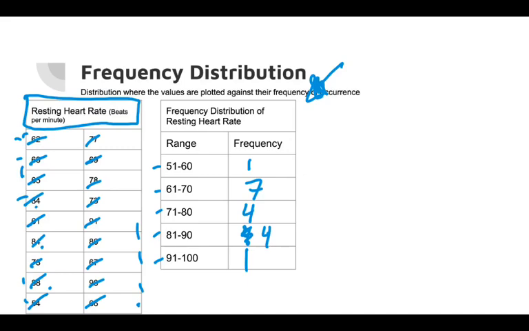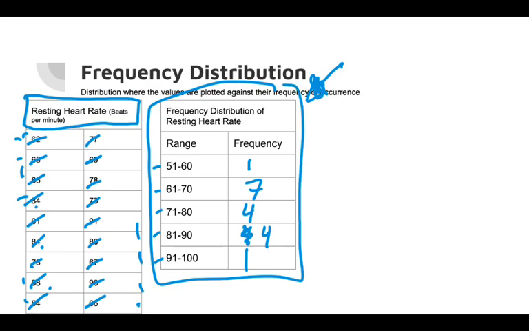This doesn't tell me anything about the specific or individual data points, but it does give me a pretty clear picture of what my distribution looks like. I can look at this and immediately see that most of my data falls between 61 and 70 beats per minute. And then I've got a little bit more in the next bracket and a little bit more in the one after that, and then it falls off again.